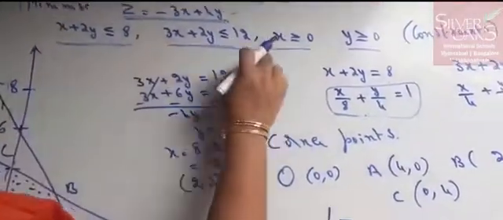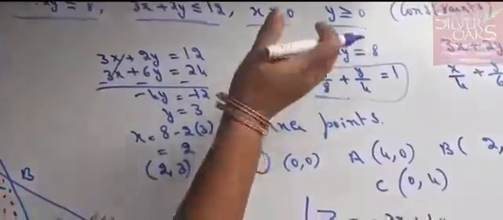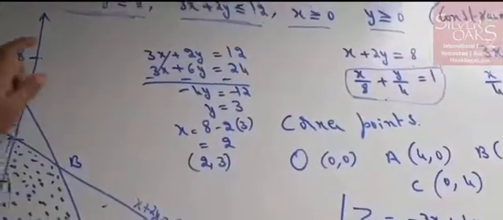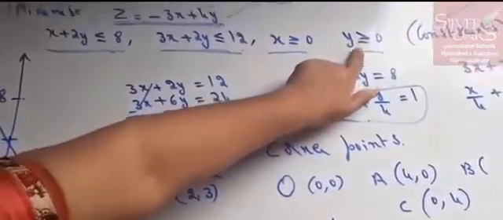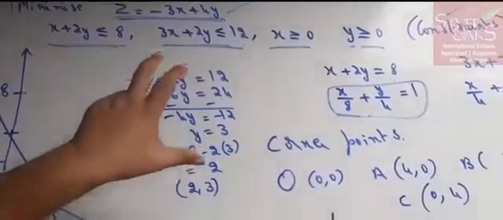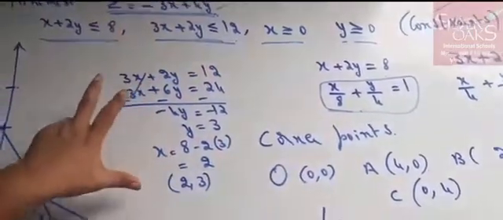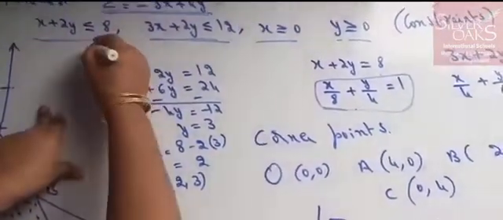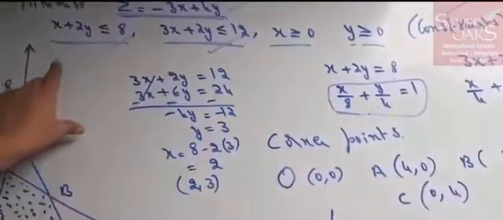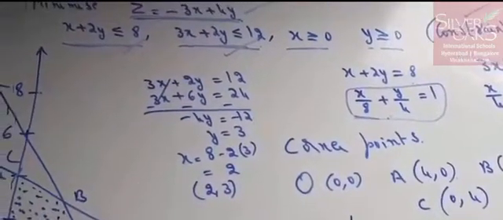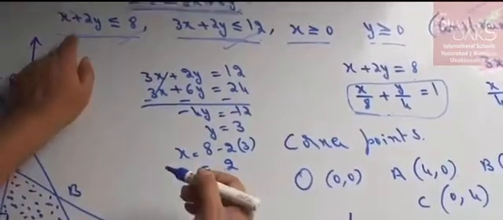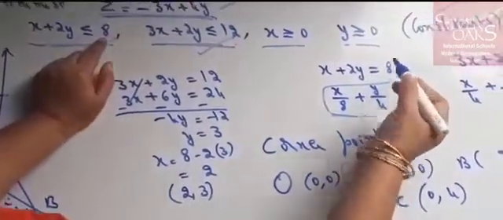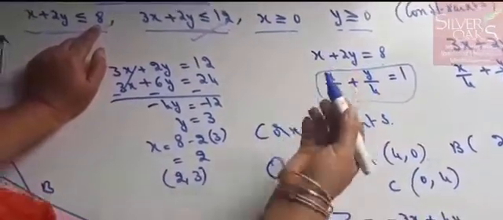Now for these constraints, first we will draw the graph. Since x is positive and y is positive, we will take the graph only in the first quadrant. Now coming to the other two constraints. The first one, x plus 2y less than or equal to 8. Let's take x plus 2y equals 8. How do you draw the graph?